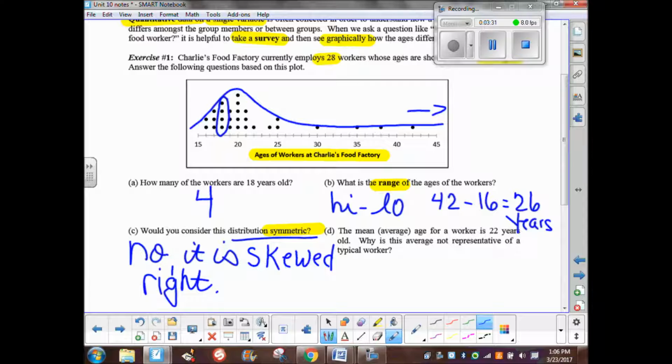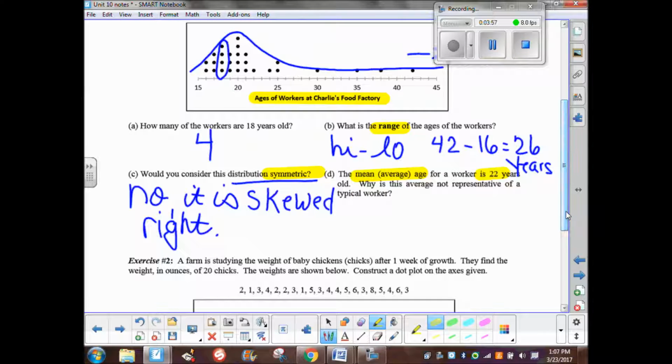Skewed means you've got a chunk of data either on the left side or on the right side, not right in the middle. If it's symmetric, you have your chunk of data right in the center. Okay, then it would be symmetric. The mean, or the average, for the worker is 22 years old. So they're telling us they've calculated that. Why is the average not representative of a typical worker at Charlie's Food Factory? What's a typical worker's age at Charlie's Food Factory? What do you think? 20.